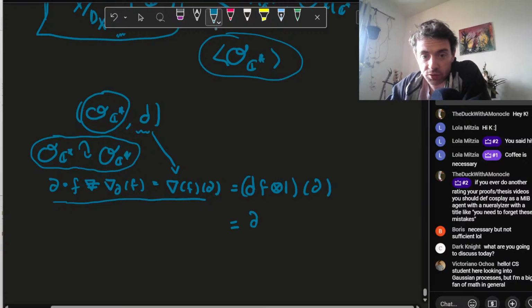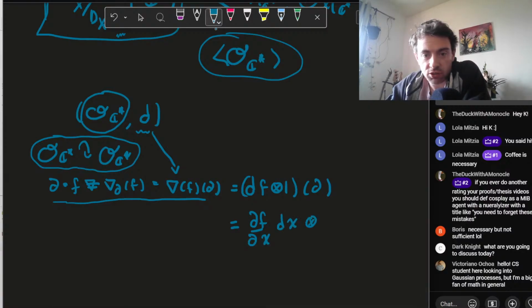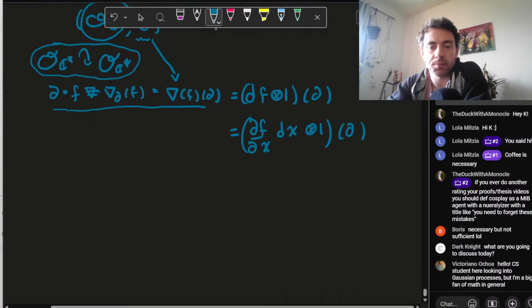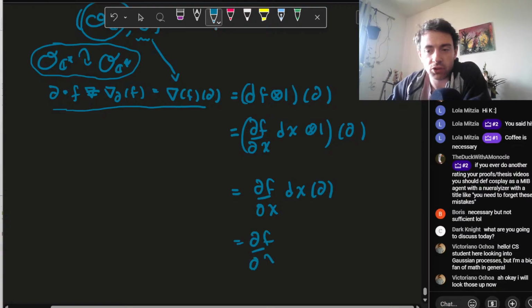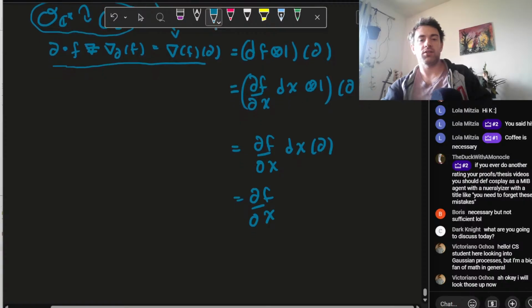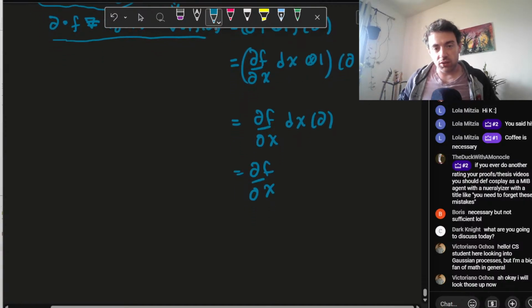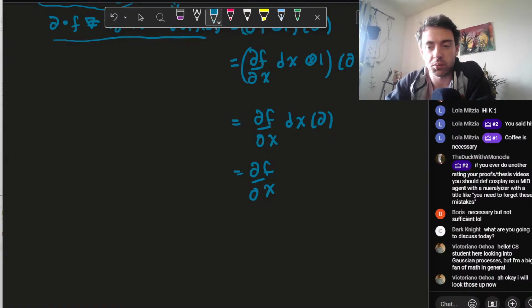Now the exterior derivative of f is just the partial derivative of f with respect to x times dx tensor 1, evaluated at del. But remember, that's just going to be the derivative of f with respect to x times dx evaluated at del. But dx evaluated at del is 1. And so we find that this is the derivative of f with respect to x, which is exactly what we expected.